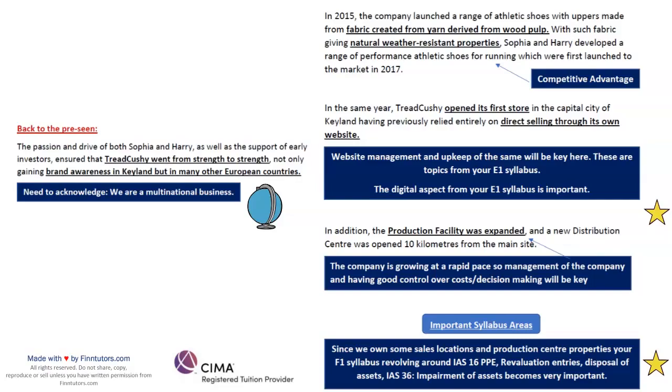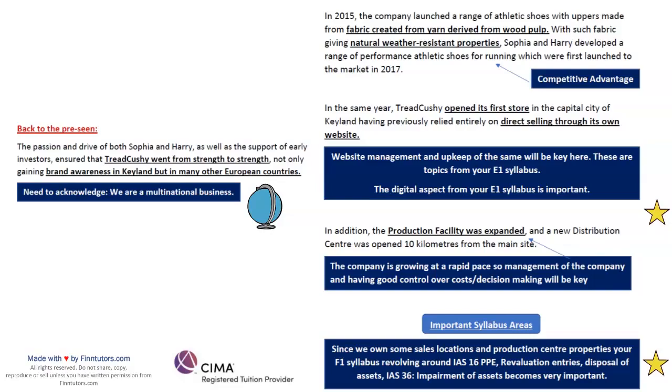With such fabric giving natural weather resistant properties, Sophia and Harry developed a range of performance athletic shoes for running, which were launched in the market in 2017. So you can see the innovativeness and you can see the sustainability credentials that we have been true to. That is my comparative advantage. That is what my company is good at.